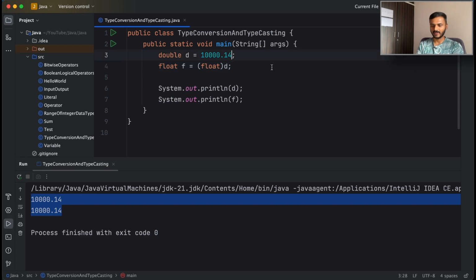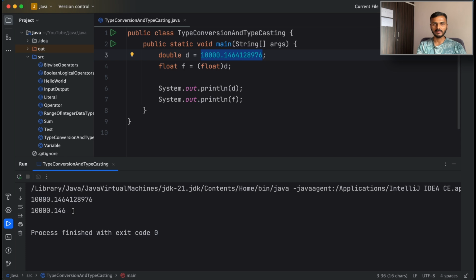But what if I do this? I go for 1, 4, 6, 4, 1, 2, 8, 9, 7, 6, and then I run the code. The first line of output is 10,000.1464128976, which is what we have put over here. But the second line of output is just 10,000.146. So these are some of the problems associated with typecasting.